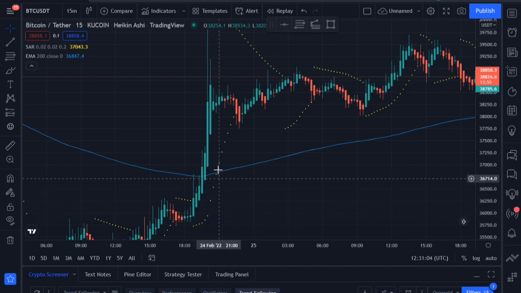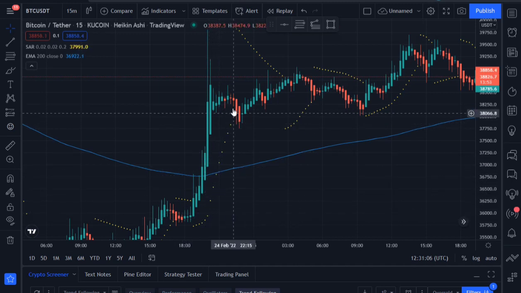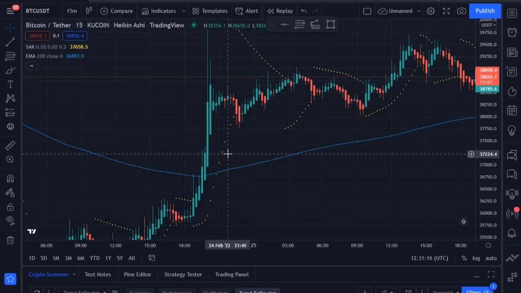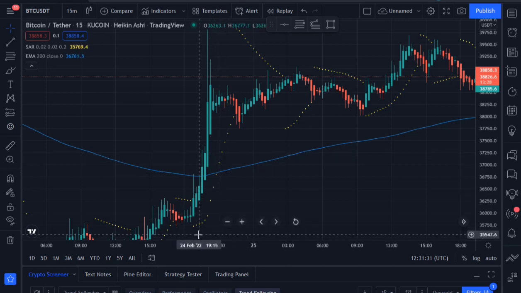But the moment the dot is getting closer to the candle, as you can see, it's trying to tell you that you have to exit, the trend is expiring soon. So for you to use parabolic SAR and exponential moving average, you have to wait for the price of the commodity you're trading to be above the 200 exponential moving average, and also wait for the dot to position below the candle.